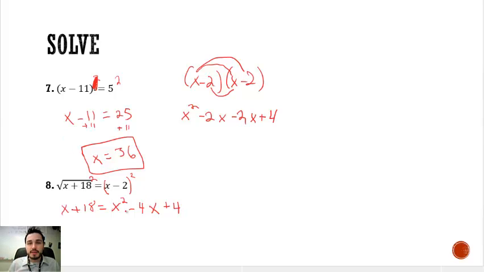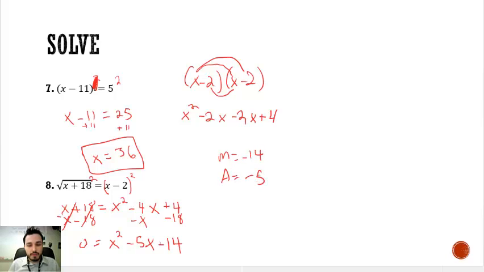Now I need to solve this. It's a quadratic equation, so I need to get everything to one side and factor it. So I'm going to subtract the x. That'll give me a negative 5x. I need to subtract the 18, and that'll give me, let's see, that'll give me negative 14. And so then factoring that, my multiply number is negative 14, my add number is negative 5, and the numbers that do that are going to be negative 7 and positive 2. You can double check that, but those are it.